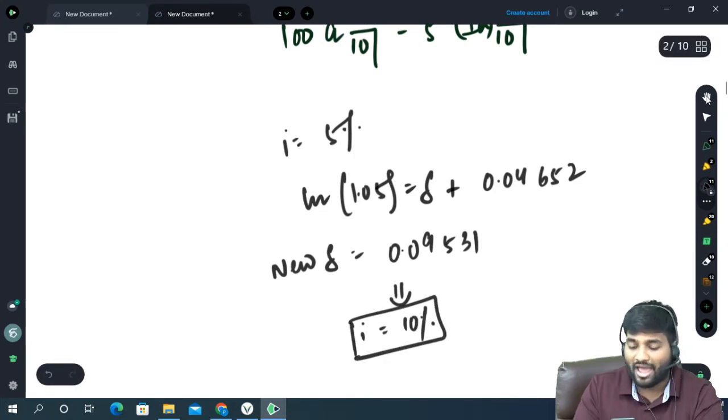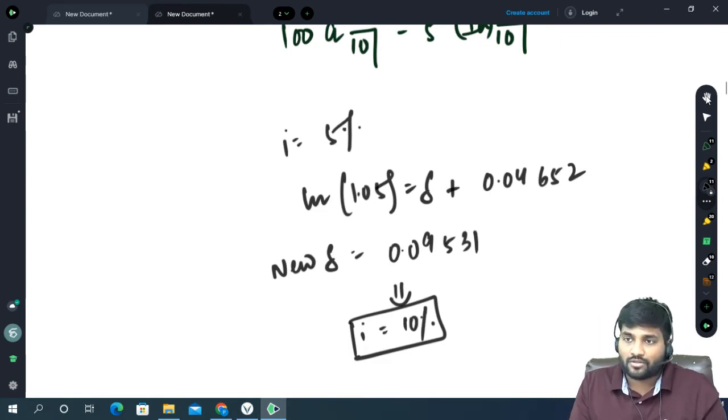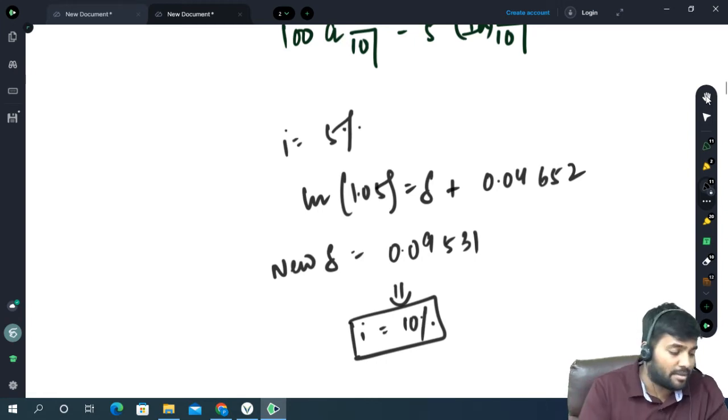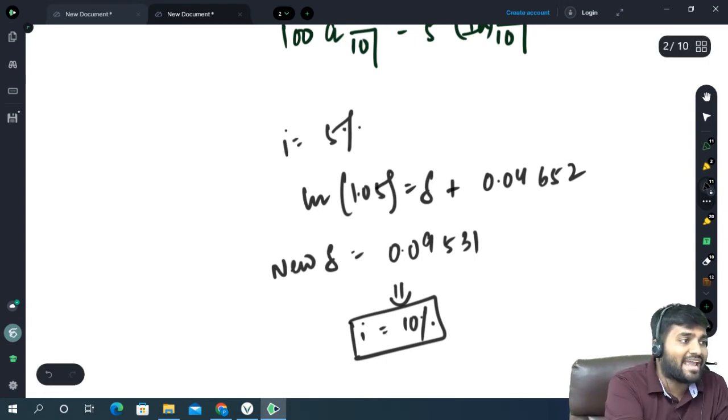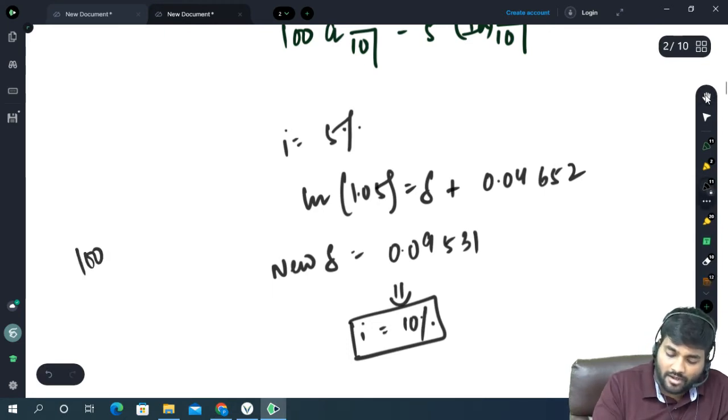You need to have a good hold on the formulas or else you will not be able to solve it. So from the old delta we added the thing that they are going to tell. And then we calculated a new delta, and for the new delta we are calculating the new i because the payment is annually in arrears. We need i, not delta. So our final answer will be 100 a angle 10 at the rate 10%.